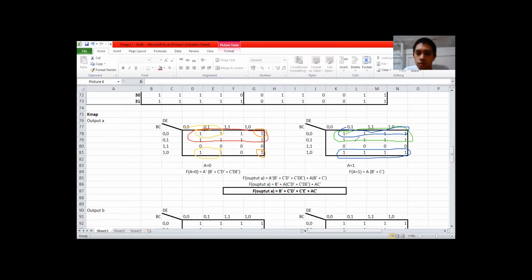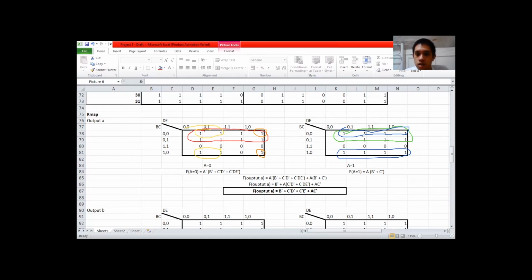So focusing on the green group, A is constant at 1 or is unchanged, B is unchanged also, which is 0, but literal C changed from 0 to 1, as well as the literals D and E. Therefore, we are left with A and B prime.